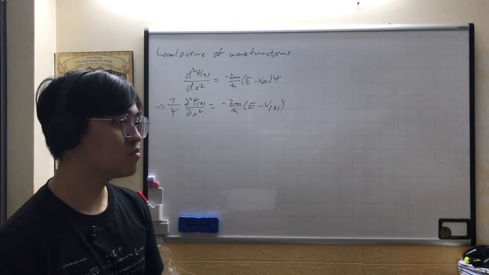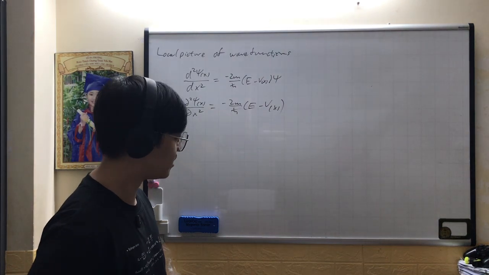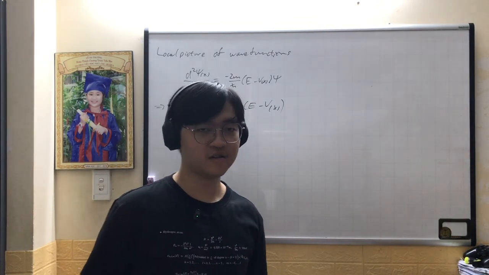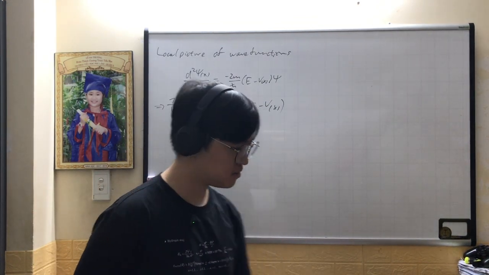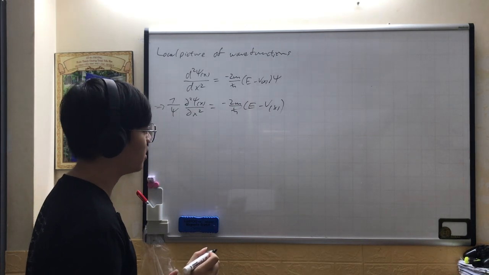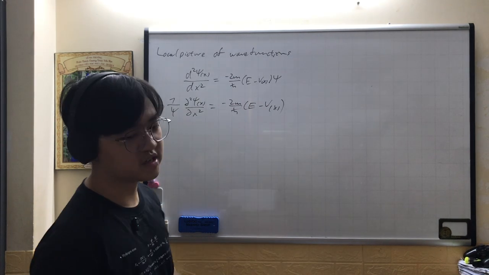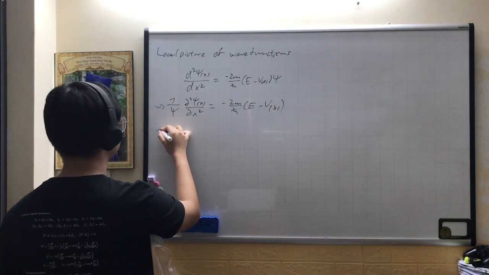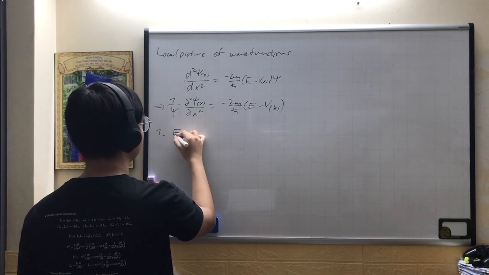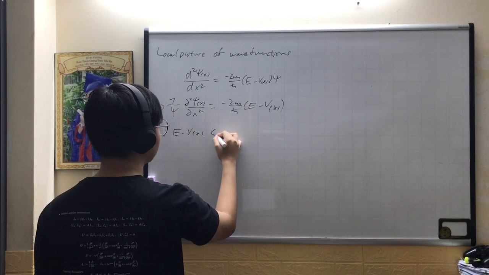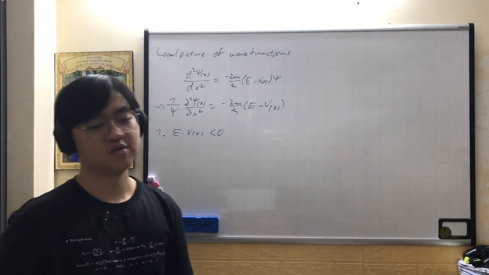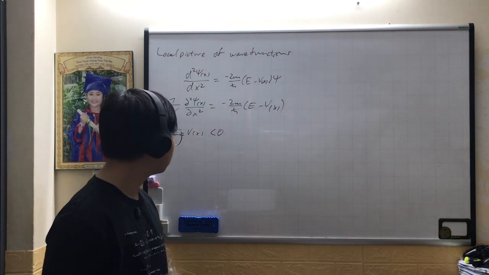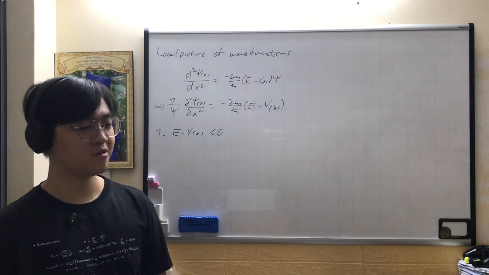There are three cases that could happen: E minus V is less than, greater than, or equal to 0. So let's first take a look at the case where this guy is less than 0, the weird one. So the first one is E minus V of x is less than 0. So what would happen when E minus V of x is less than 0? Well, two things are going to happen.